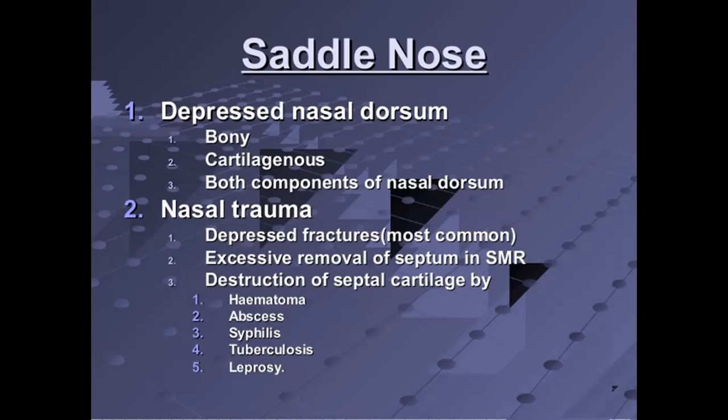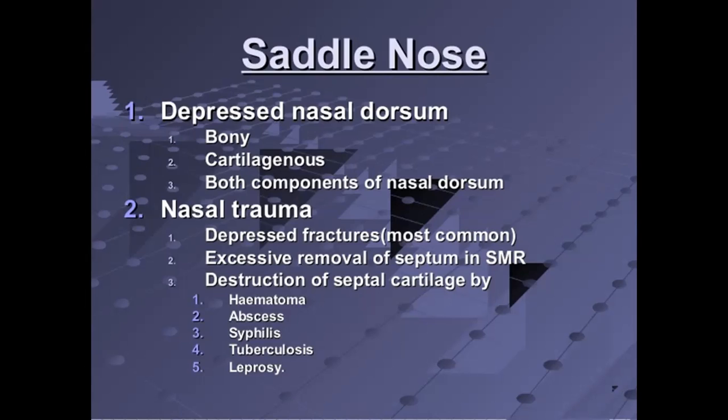Then destruction of the septal cartilage. The septal cartilage may be destroyed, may be damaged due to hematoma. It can be due to pus formation, abscess is there. Then syphilis. Nowadays it is not common, but a few years back syphilis was common. And when it goes to the tertiary stage, it damages the cartilage and bone of the nose also. Even it can cause perforation of the septum also. So syphilis is also a cause.